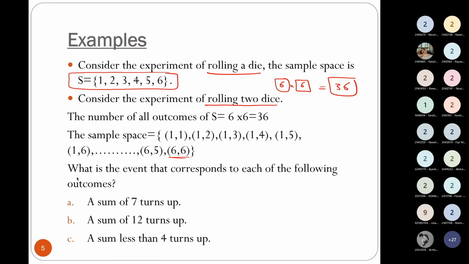Now, for example, if we have the event that a sum of 7 turns up. The sum of 7, and we have 2 dice, and the sum equals 7. This is an outcome or an element from the sample space. We have maybe 1 and 6. This is the sum 7. Okay.